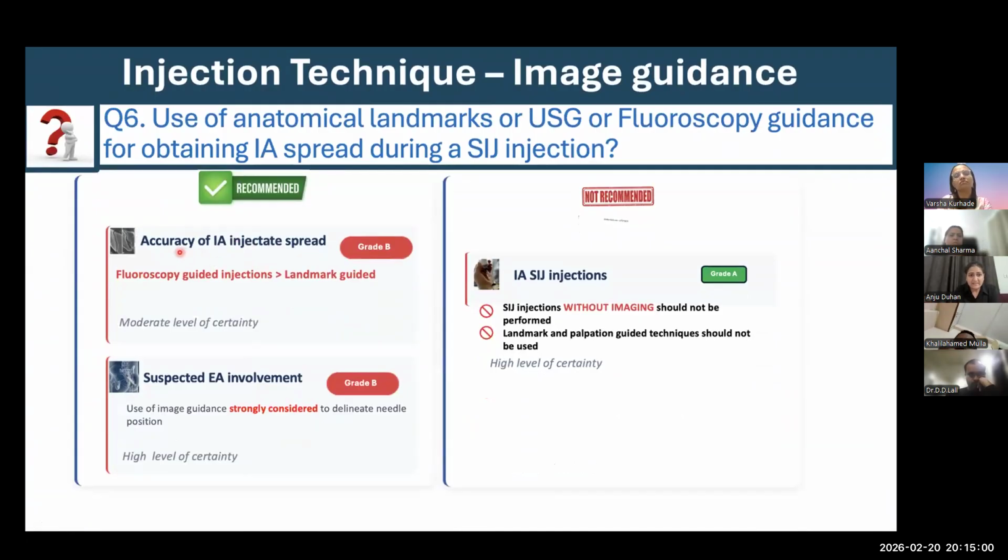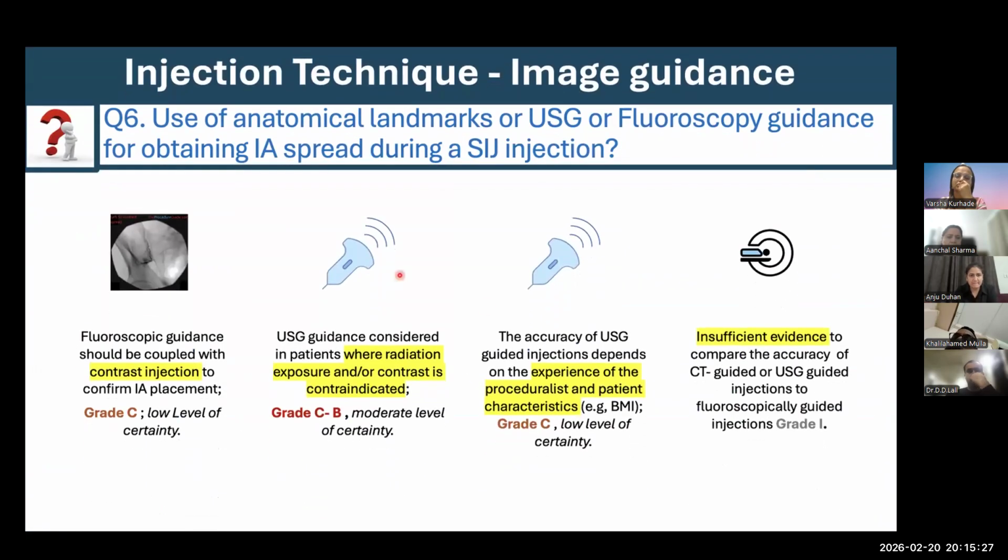Regarding the image guidance, accuracy of intra-articular injectate spread is more with the fluoroscopically guided injections than the landmark guided injections. The use of image guidance is strongly considered in patients with suspected extra-articular involvement to delineate the needle position. Intra-articular SIJ injection without imaging should not be performed. Fluoroscopic guidance should be coupled with contrast injections unless contraindicated.